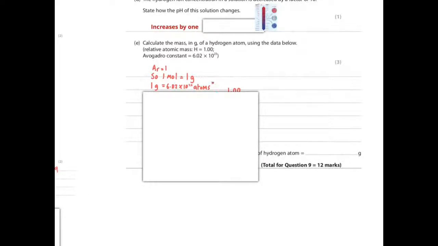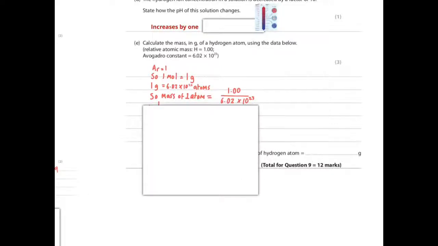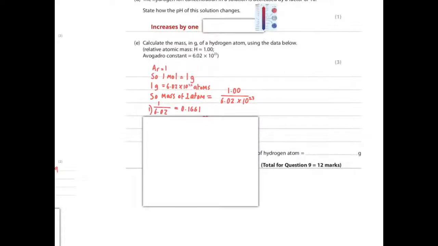So we know how many atoms there are, but we need to work out the mass of 1 hydrogen atom. So it stands to reason that if 1 gram is basically this many atoms, if we divide that 1 gram by the number of atoms in 1 gram, we'll find out the mass of 1 atom. But how do you divide this number by this number with standard form? Well, firstly, start with this. 1 divided by 6.02 equals 0.1661.